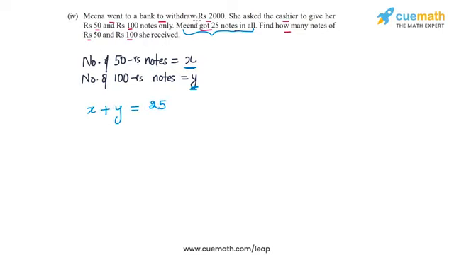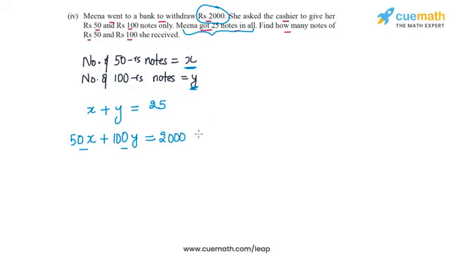Now, we also know that Meena withdrew a total of rupees 2000. So the total value of these 50 and 100 rupees notes should be 2000. Now, because there are X 50 rupees notes, the total value of these notes is 50x, and there are Y 100 rupee notes. So the total value of these notes is 100y, and the total of these two values should be equal to 2000. So this is the second equation that we get in X and Y.